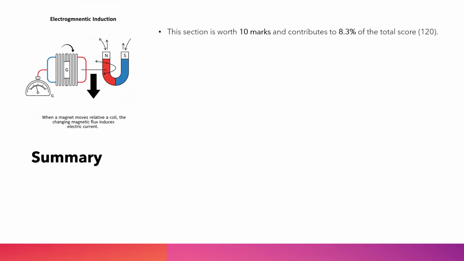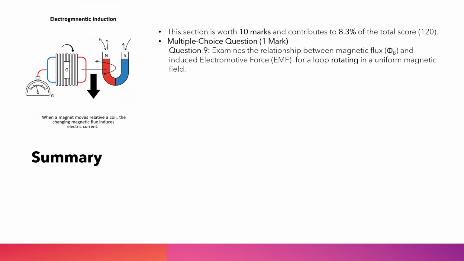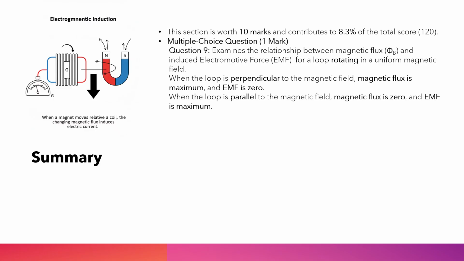This section is worth 10 marks and contributes to 8.3% of the total score, 120. Multiple choice question, 1 mark, question 9, examines the relationship between magnetic flux, B, and induced electromotive force, EMF, for a loop rotating in a uniform magnetic field. When the loop is perpendicular to the magnetic field, the magnetic flux is maximum, and the EMF is 0. When the loop is parallel to the magnetic field, magnetic flux is 0, and EMF is maximum.